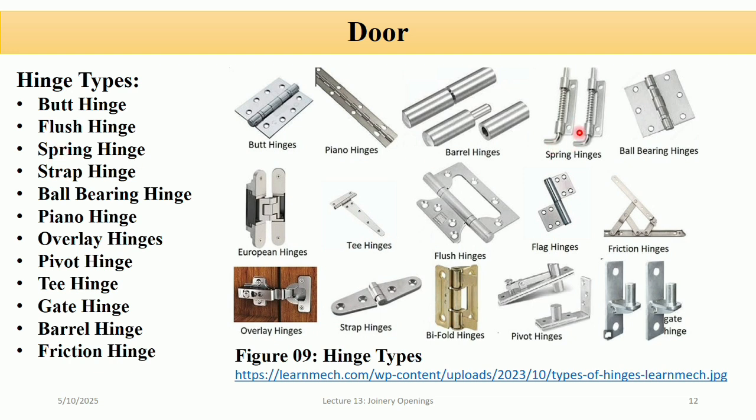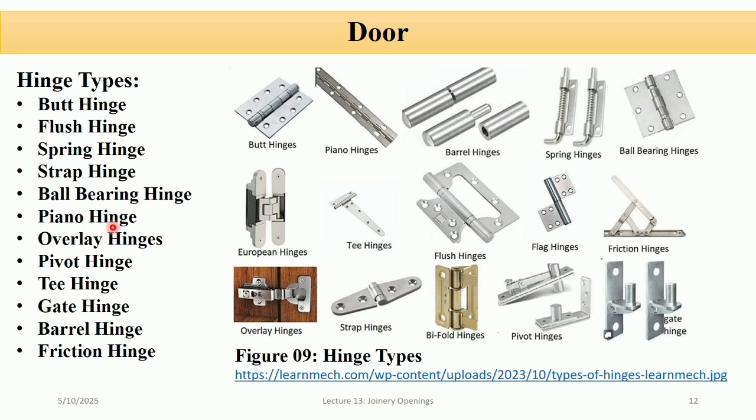The third one is a spring hinge. So this is a spring hinge. It contains a spring mechanism that automatically closes the door after it's opened. Strap hinge. This is a strap hinge, and it features long decorative leaves, ideal for gates and rustic doors. Ball bearing hinge. A butt hinge with ball bearings for smoother and quieter movement, suited for heavy doors.